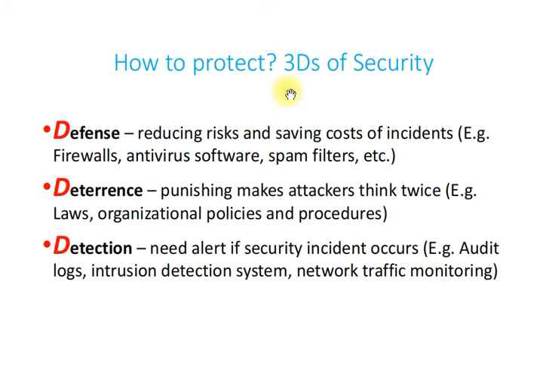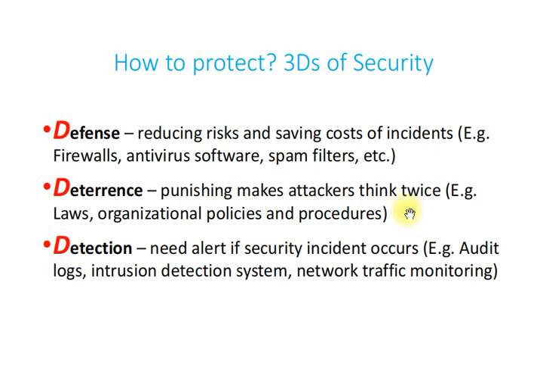So how do we protect? We use the 3Ds of security to help us remember: defense, deterrence, and detection. Defense, reducing risks and saving costs of incidents. So for example, you can install firewalls on your computer, and antivirus and spam filters. These will reduce the risks and save you from the happenings of these incidents, the threats that your computer system faces. So you're trying to avoid them by defending.